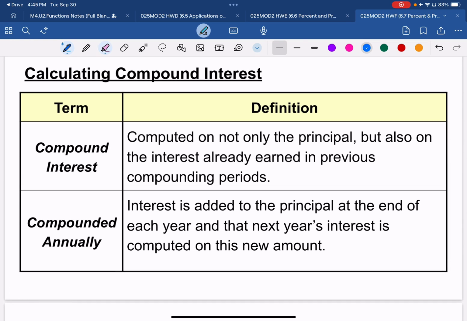The next type of interest we're going to look at is compound interest. When you're looking at compound interest, that's computed on not only the principal, like we did with simple interest, but it's also computed on the interest that's already earned in previous compounding periods. When it's compounded annually, the interest is added to the principal at the end of each year, and that next year's interest is computed on the new amount.